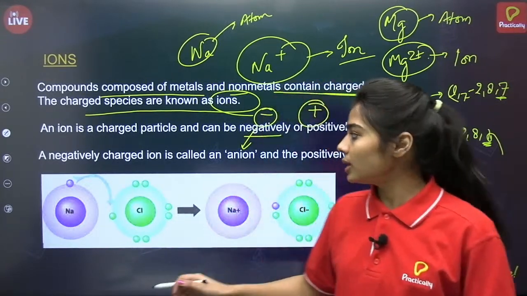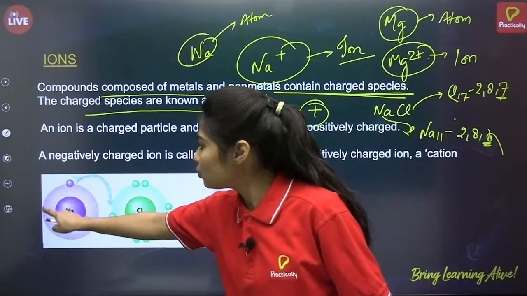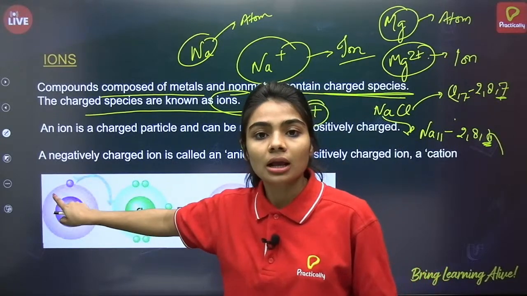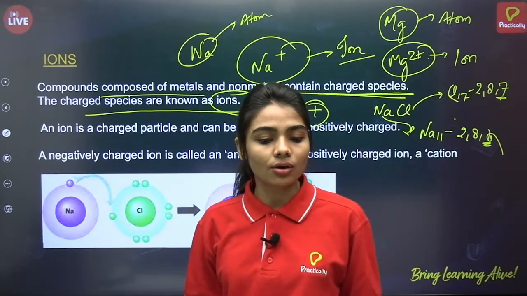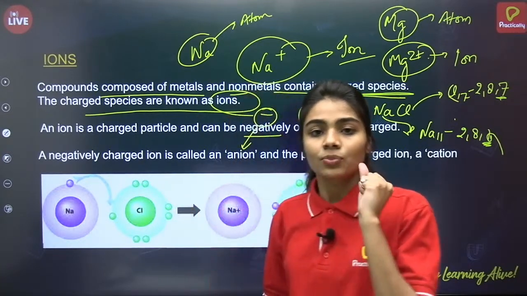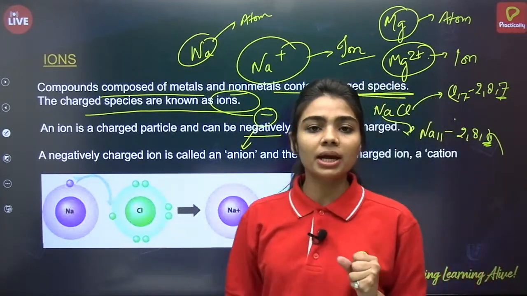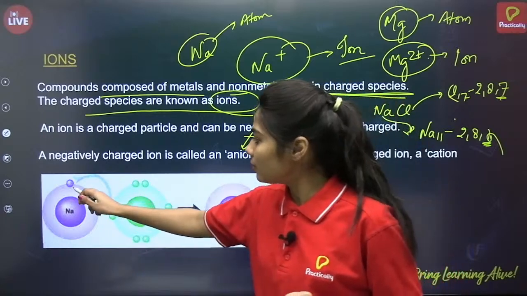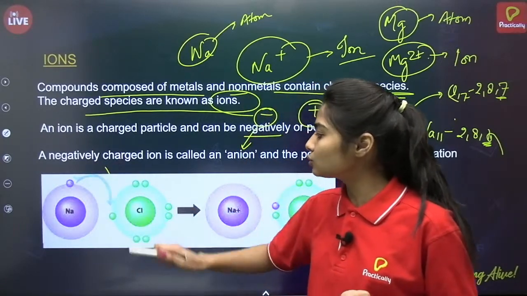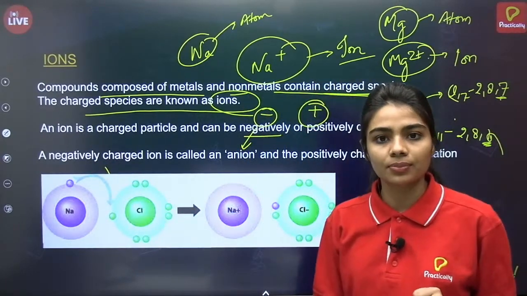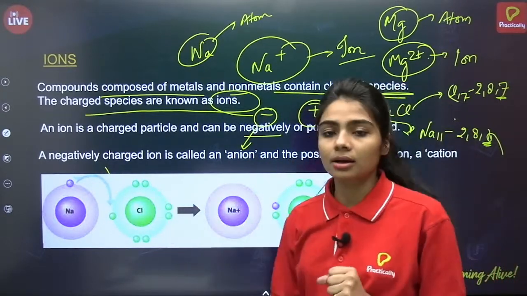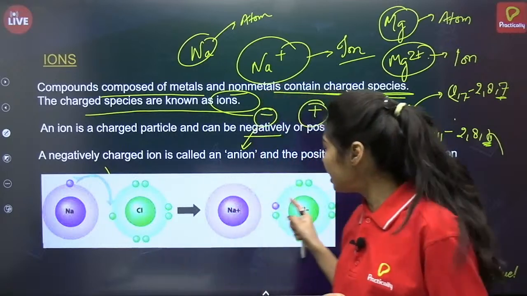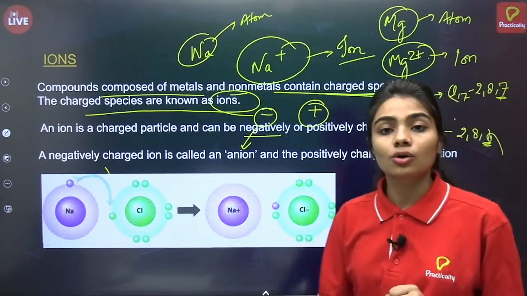So what will sodium do? Sodium has 1 valence electron in the last shell and chlorine has 7 valence electrons in its last shell. So they want to become stable. Sodium will give its 1 electron to this chlorine. And after receiving this electron, how many electrons will be there? 8 electrons will be there in the chlorine atom.